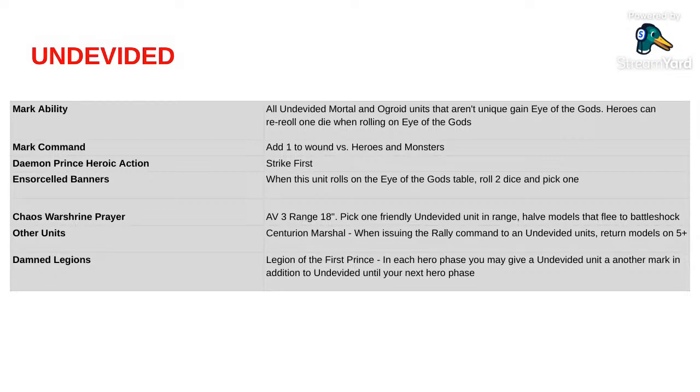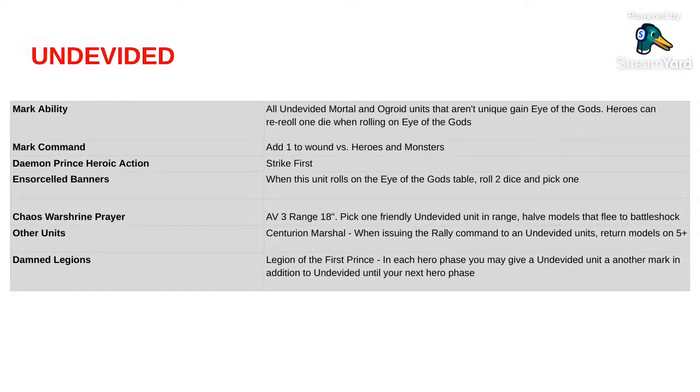Your Chaos War Shrine, depending on the mark that the Chaos War Shrine gets, it will have a different prayer, and the prayer can only target other units that have the same Chaos mark. So for Undivided, the prayer has an answer value of 3 and a range of 18 inches. You pick a friendly Undivided unit in range, and when you have models from that unit flee to Battle Shock, you only use half as many models as you ordinarily would.